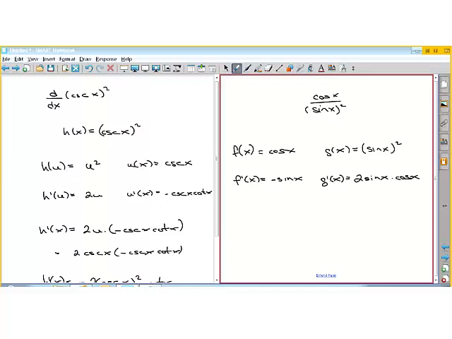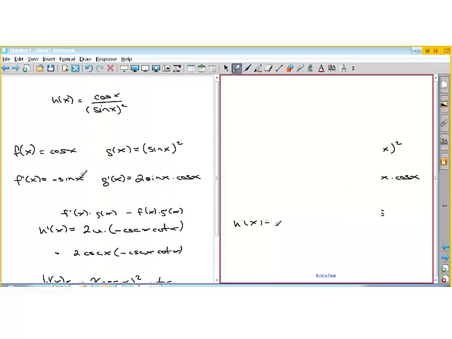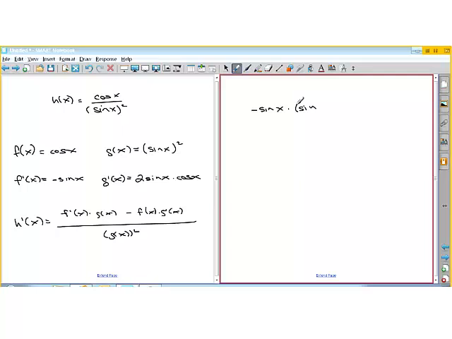So h prime of x is f prime of x times g of x minus f of x times g prime of x, all divided by g of x quantity squared. So f prime of x is negative the sine of x. G of x is sine of x squared. We subtract f of x, which is the cosine of x. And we multiply by g prime of x, which is 2 sine of x cosine of x. And we divide by g of x squared. So we get the sine of x quantity squared, the whole thing squared.